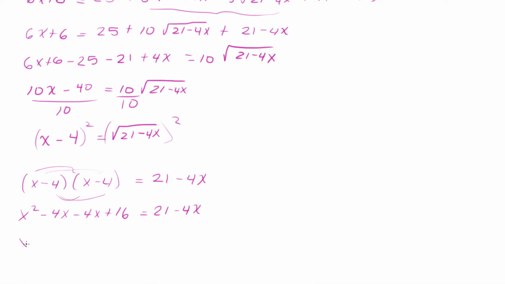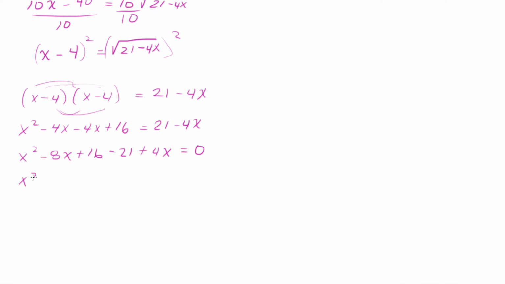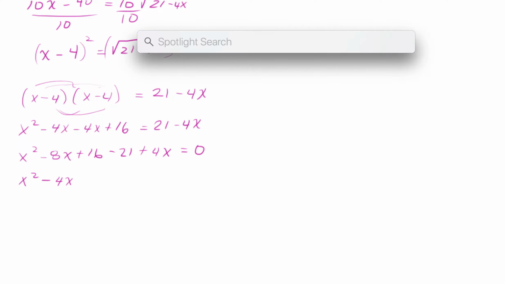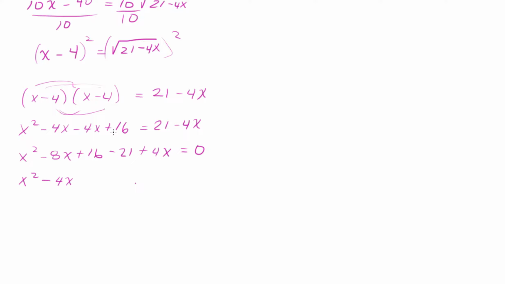Now we solve for 0, so we move it to the left side. 8x plus 16 minus 21 plus 4x equals 0. So you're left with x squared. Negative 8x plus 4x is negative 4x. Positive 16 minus 21. Where's my calculator at? So 16 minus 21, it's negative 5. So you got negative 5 equals 0.